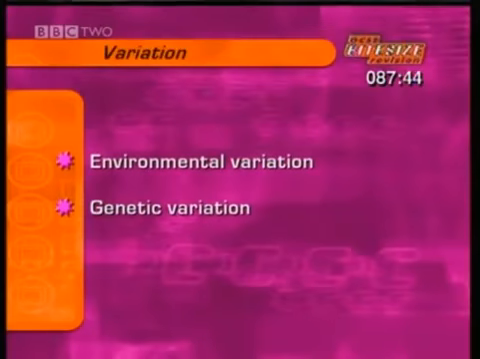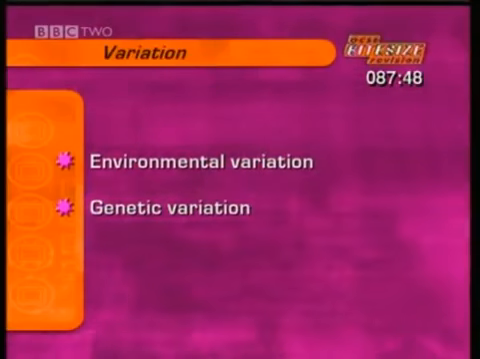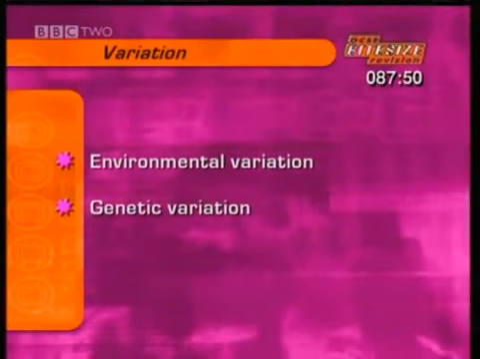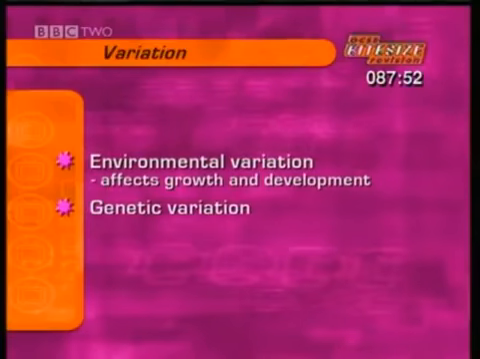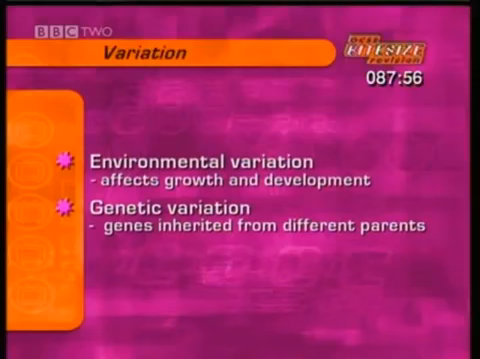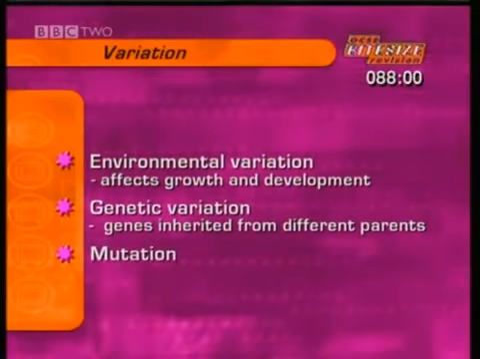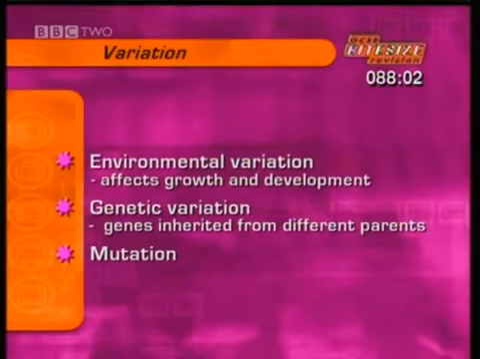We now know that variation within a species is caused by the environment and by genetics. Environmental factors determine how an organism grows or develops. Genetic variations occur in sexual reproduction because genes are inherited from different parents. Mutation is another cause of variation.